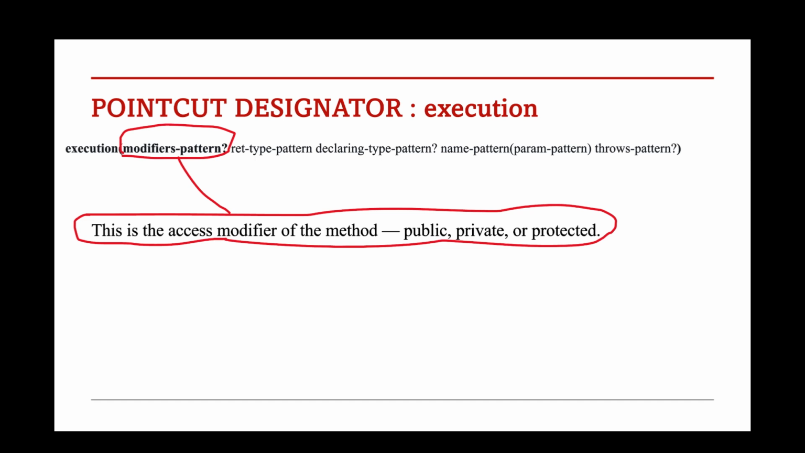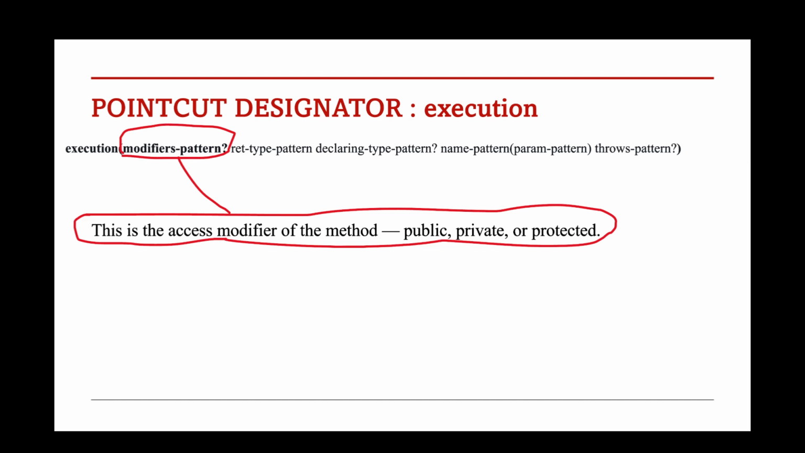First, modifiers pattern. This is the access modifier of the method, public, private, or protected. And notice this part is optional. In most real-world pointcut expressions, you will simply leave this out, because Spring AOP can only intercept public methods through its proxy mechanism anyway.